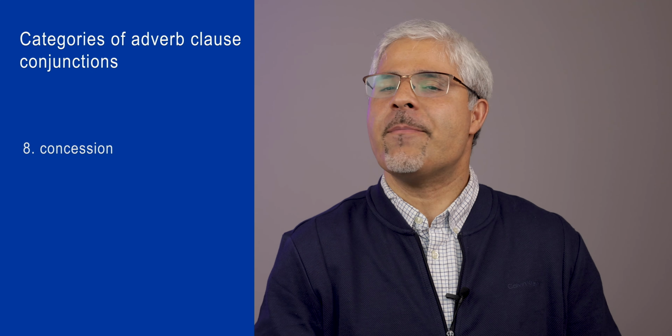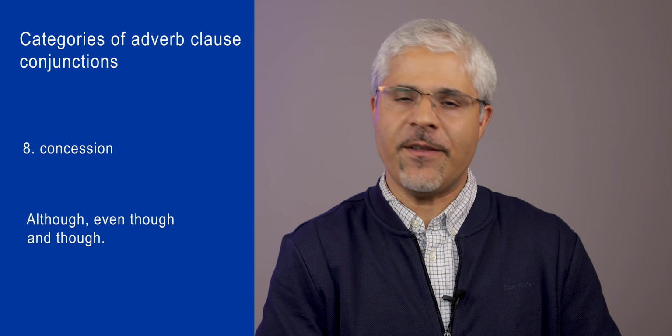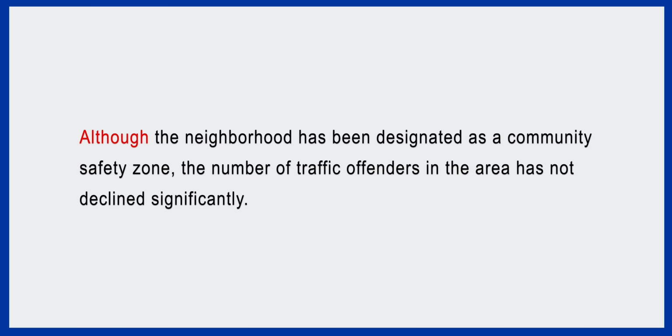Concession. The main conjunctions for concession are although, even though, and though. Although the neighborhood has been designated as a community safety zone, the number of traffic offenders in the area has not declined significantly.